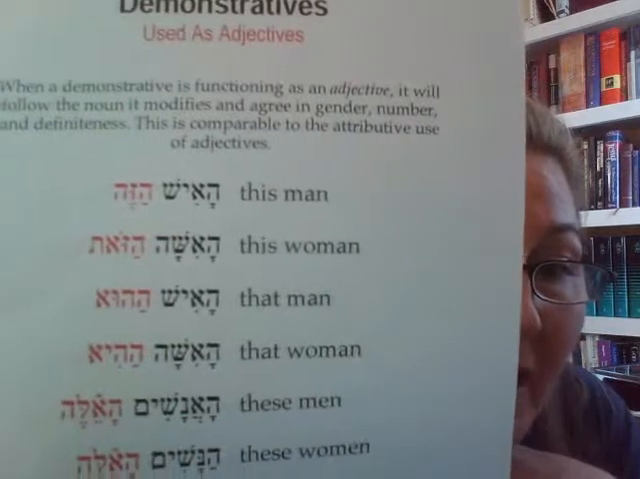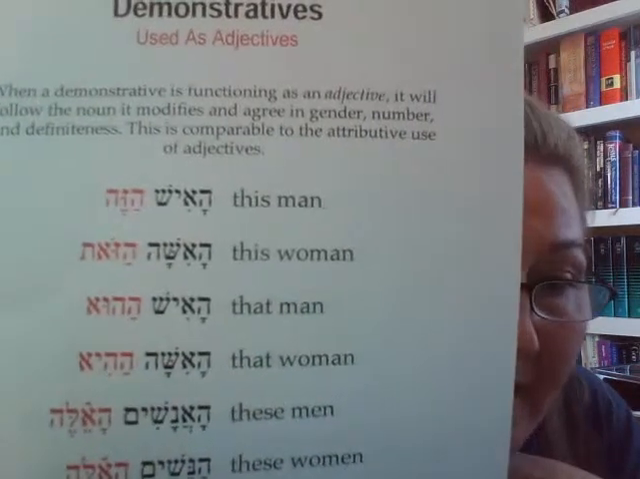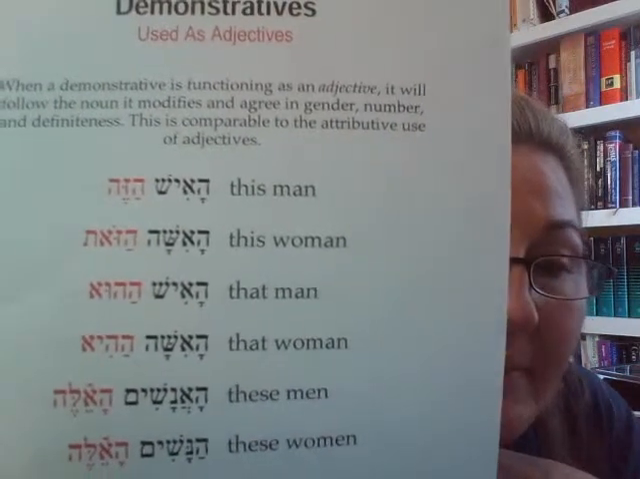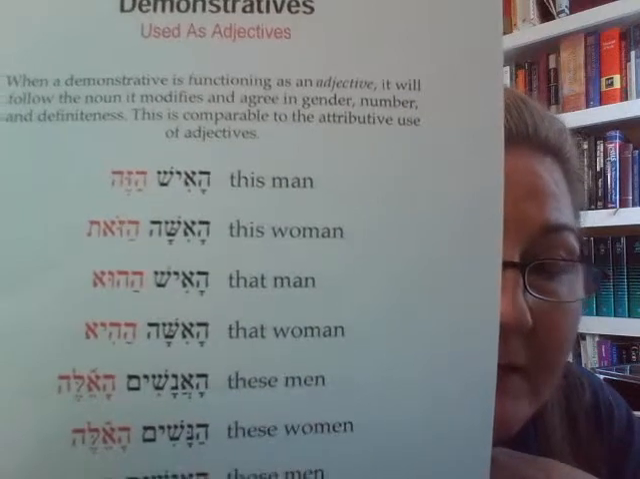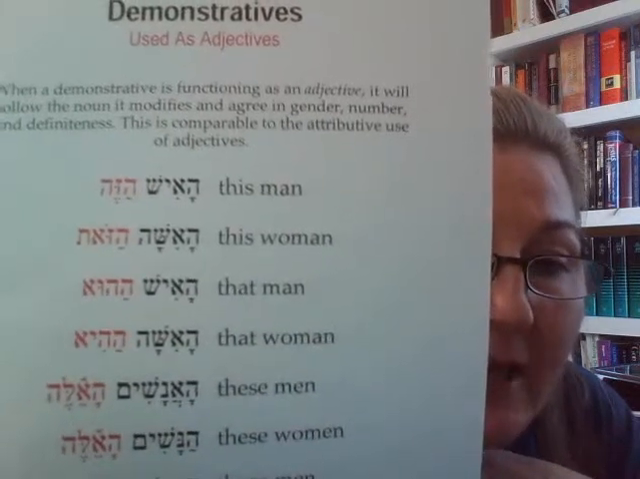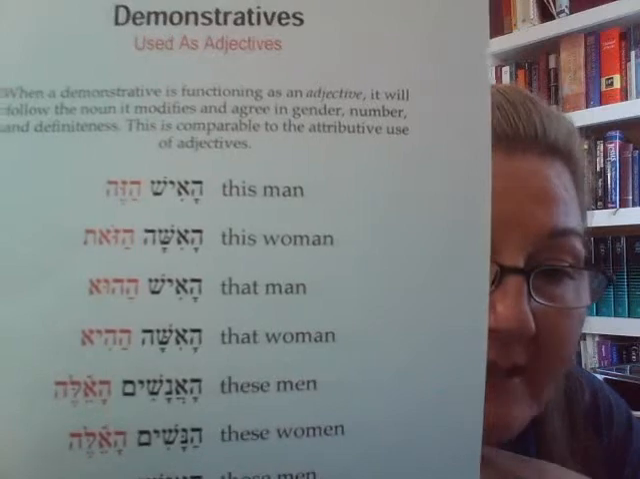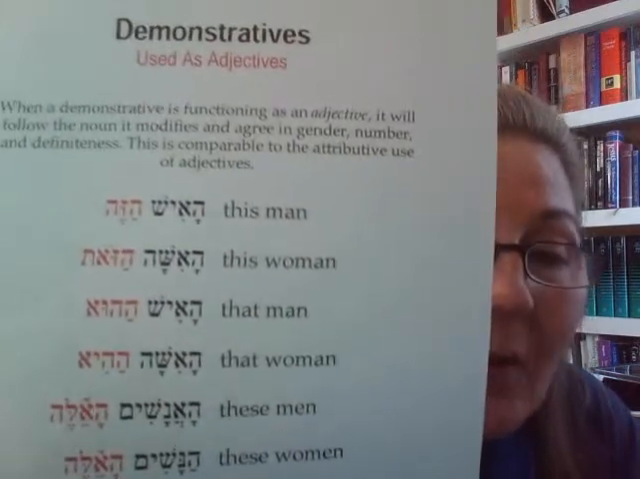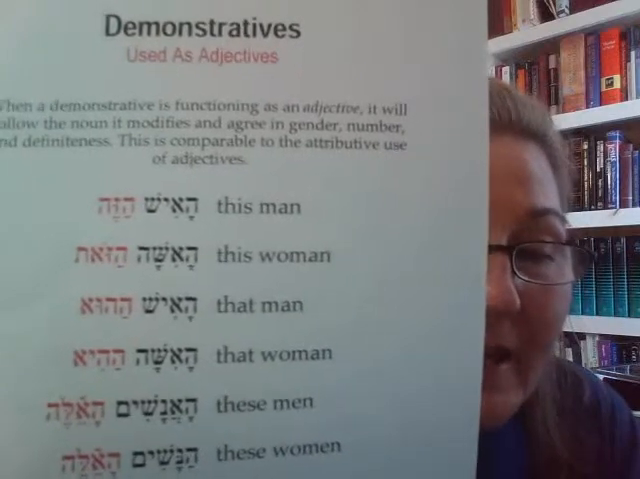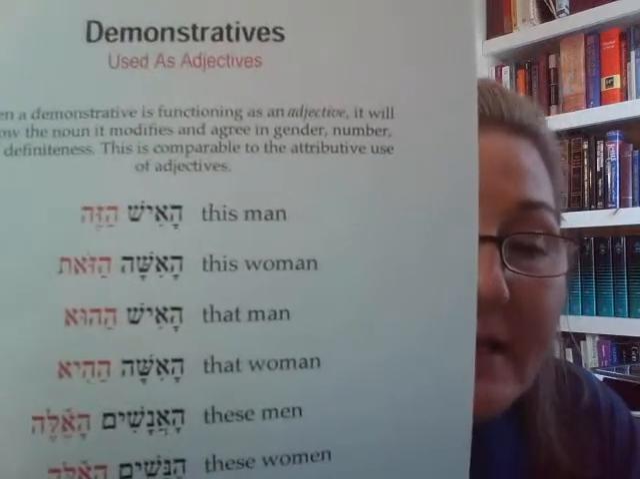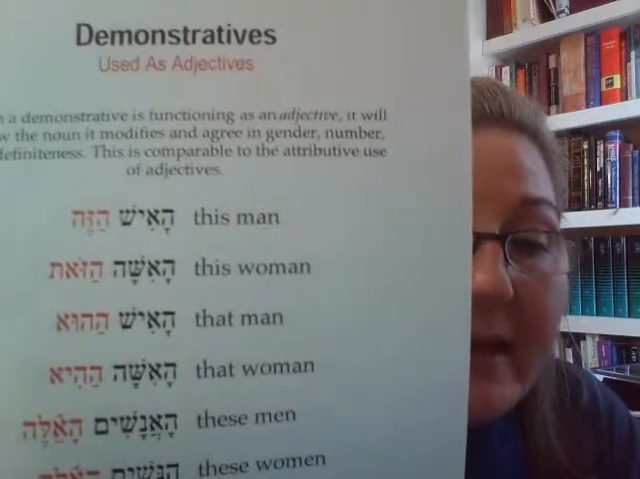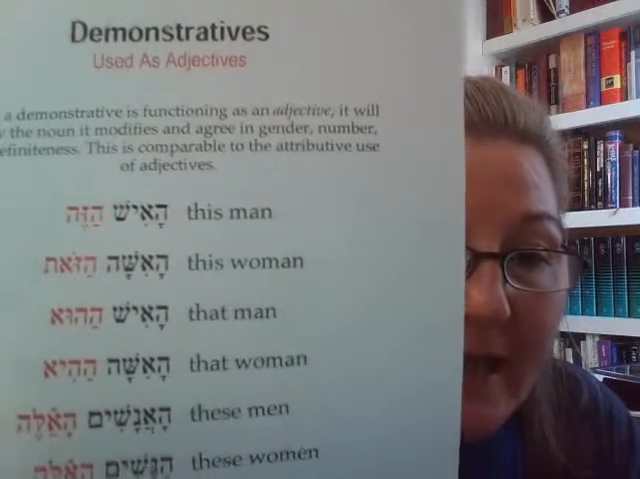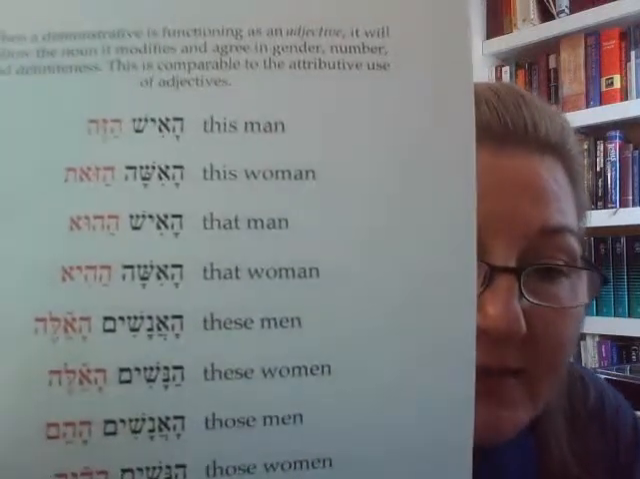Ha-ish, hahu, that man. It's literally translated the man, the that. But again, that's not a good English translation, so the syntax has to be accounted for, and it would be translated instead of the man, the that, as that man. So here we have, let's look at this.